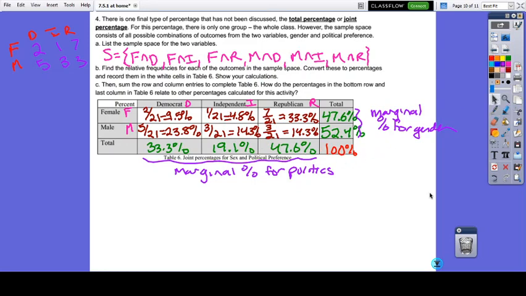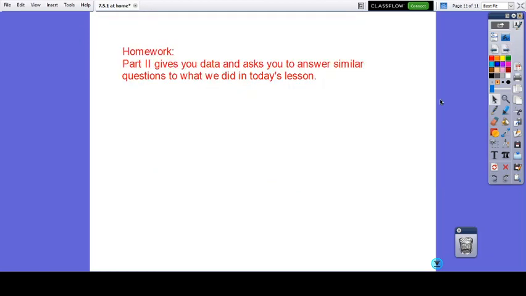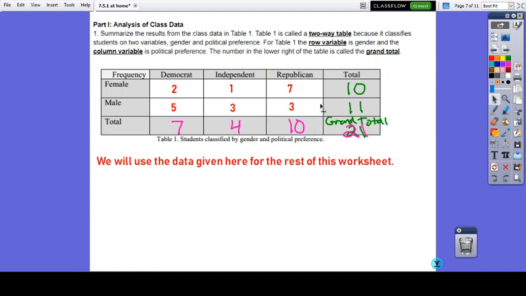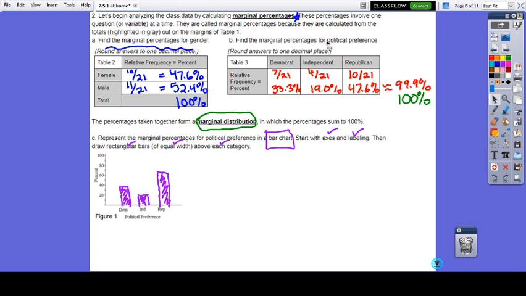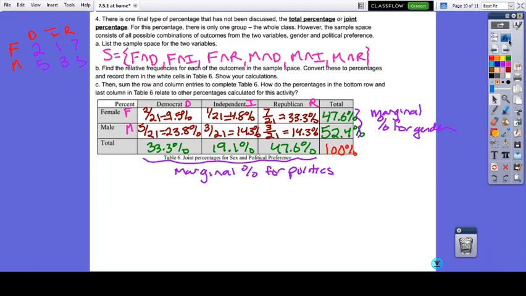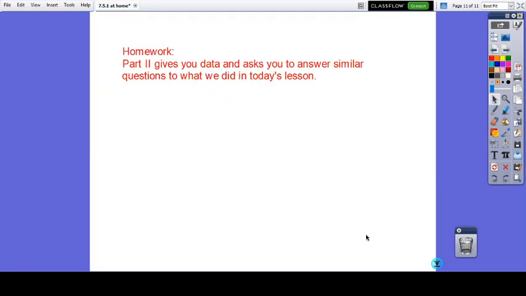I do expect some questions on this, so please don't hesitate to email me with questions, but you are going to then go through and finish part 2. Part 2 gives you a whole new chart on different data, and then asks you to answer similar questions to what we did in class today. So you're going to use the same type of ideas: understanding your different kinds of variables, giving your totals, going through your different marginal percentages, going through your conditional percentages, and then talking about your total percentages. So go through and do that, and let me know if there are any questions.